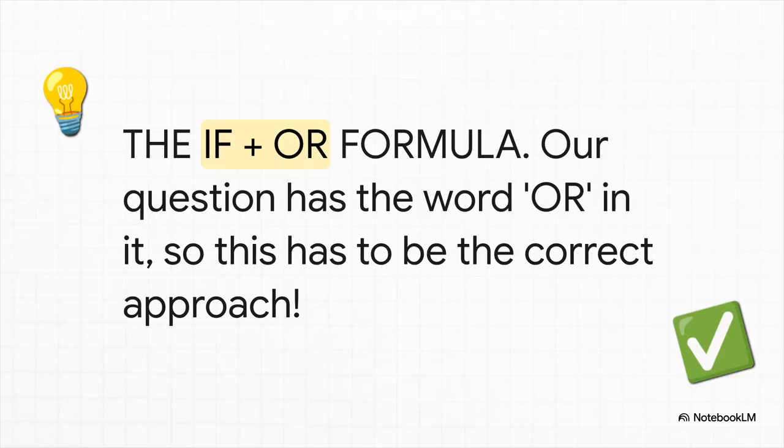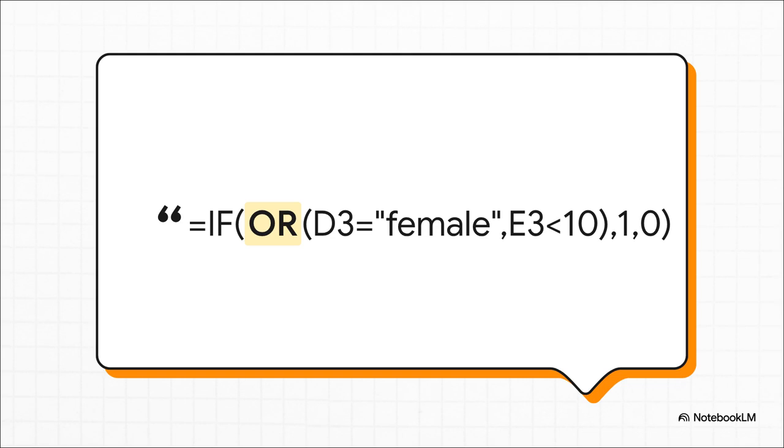All right. Enough of this AND business. Our question literally has the word or in it. So let's use the OR formula. This has got to be it, right? We're just going to tell the spreadsheet exactly what we want. Find passengers who are female or under 10. I mean, look at that. It's perfect. It reads just like plain English, exactly like our question. If the person is female or their age is less than 10, count them. It feels like we're finally on the right path. This has to give us the right answer.